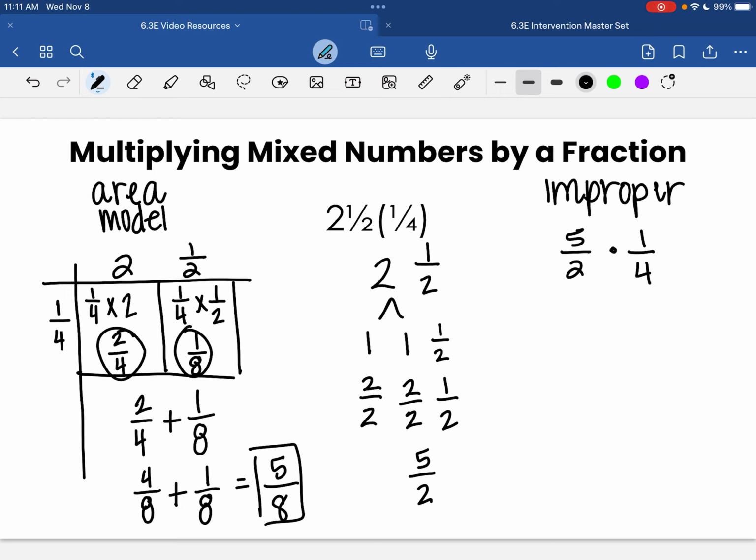So now I'm just going to multiply all the way across. So 5 times 1 is just 5, and all the way across the denominators, 2 times 4 is 8. So I get 5/8. So guys, again, you can use either strategy. You can multiply them without having to go improper using the area model. Or if you find it easier to go improper first, then you can just multiply them straight across. All right, thanks.